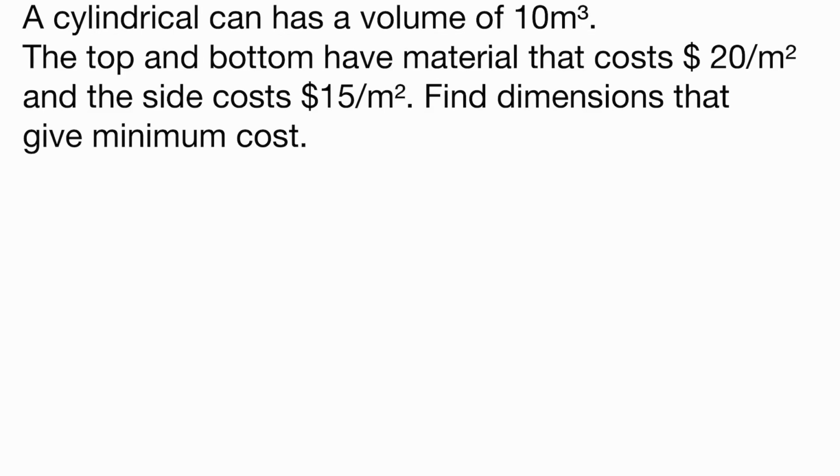All right, let's take a look at this question here. We're going to look at another optimization question. This is a cylindrical can, and we're noticing that the cylindrical can is 10 cubic meters. We know that the top and bottom of this can costs about $20 per square meter to construct, and the side cost is $15 per square meter to construct. We want to find the dimensions that give minimum cost. So I'm looking to minimize the cost of this question here.